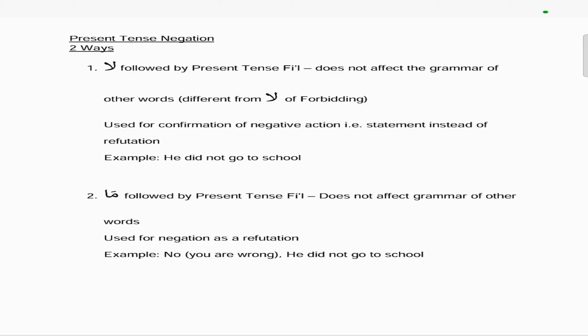The second way of negating a present tense is using ma followed by a present tense. Again, it doesn't affect the grammar of other words, but the ma is used for negation as a refutation, meaning you're refuting something. So you say, no, you are wrong, he did not go to school. So ma is used for refuting.